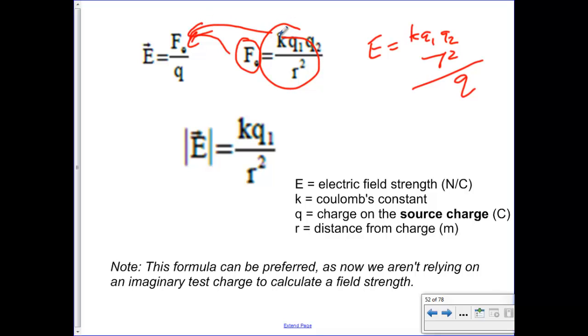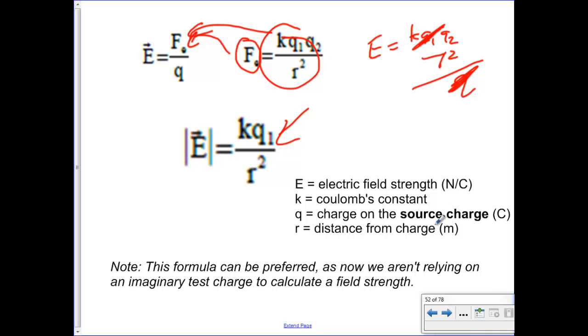Does that make sense? We've done this before with our gravity unit, same concept, because what would happen is one of your charges would cancel now. And what you'd be left with is this formula here. Only one difference. In this formula, the Q is now the source charge because you've canceled away the test charge. You've got to keep those straight. Does that make sense?